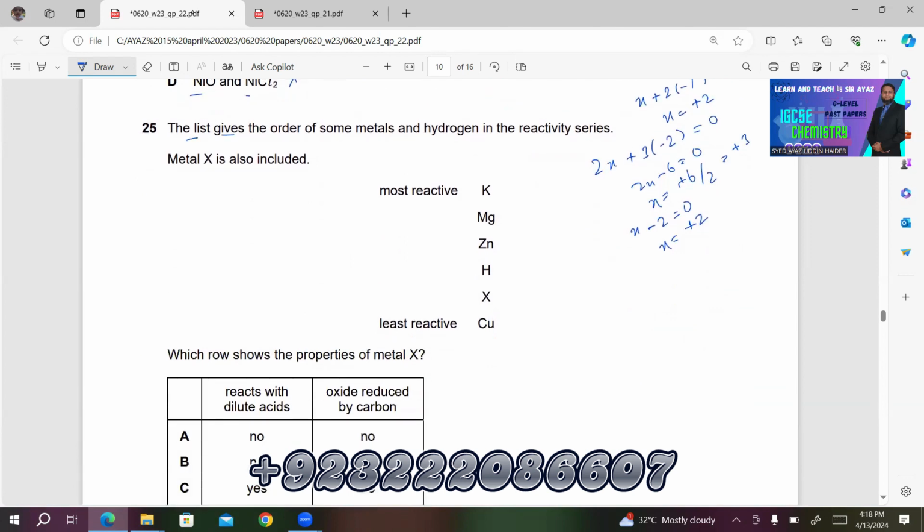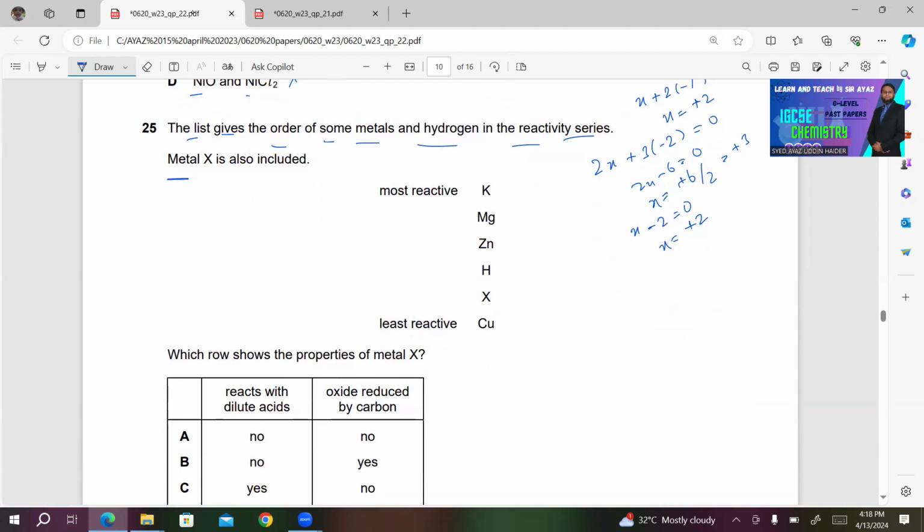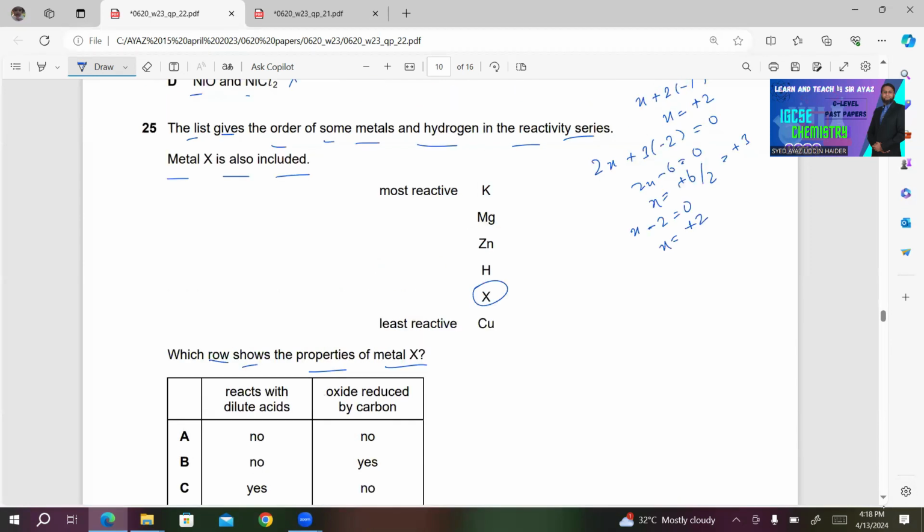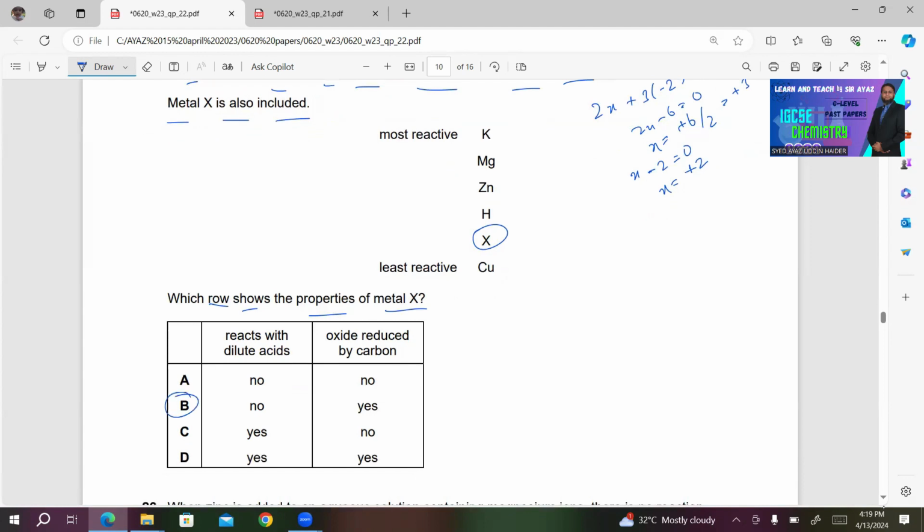25. The list gives the order of some metals and hydrogen in the reactivity series. Metal X is also included. Here's metal X. Which row shows the properties of metal X? Will it react with dilute acid? No, it should not react with dilute acid. Oxide reduced by carbon. Yes, it must have oxide reduced by carbon. So choice B must be the right answer. Other choices are incorrect.